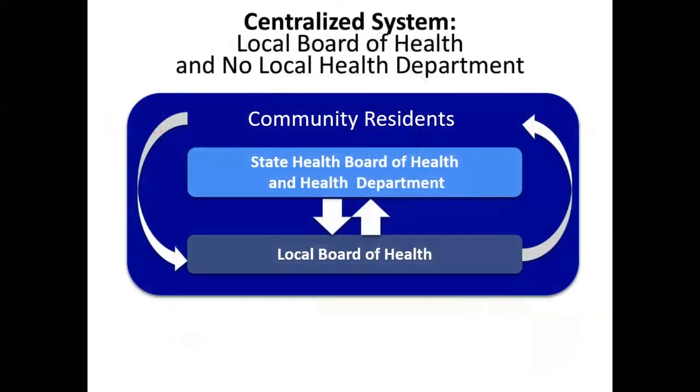In centralized systems, the formal structure excludes a local health department. Since there is no health department operated by the local government, the state-level public health agency and the local board of health work in conjunction to provide local public health services. In centralized systems, it is even more crucial that the local board of health voices the needs of the community to the state health agency or any other agency that is contracted to provide public health services within their jurisdiction.